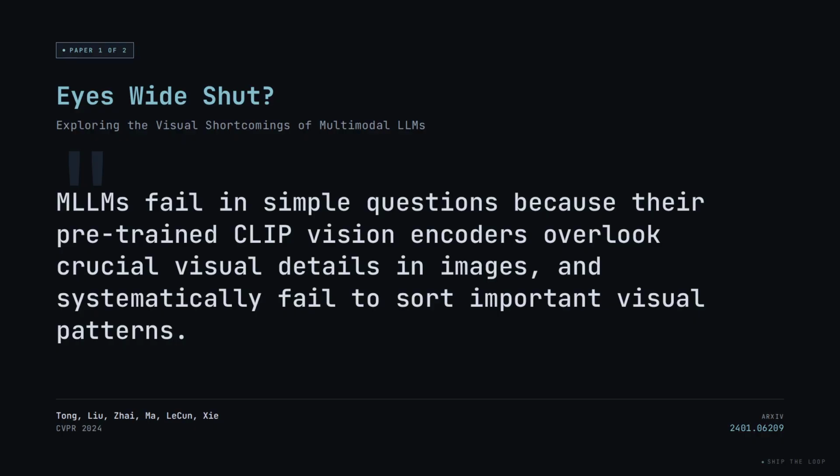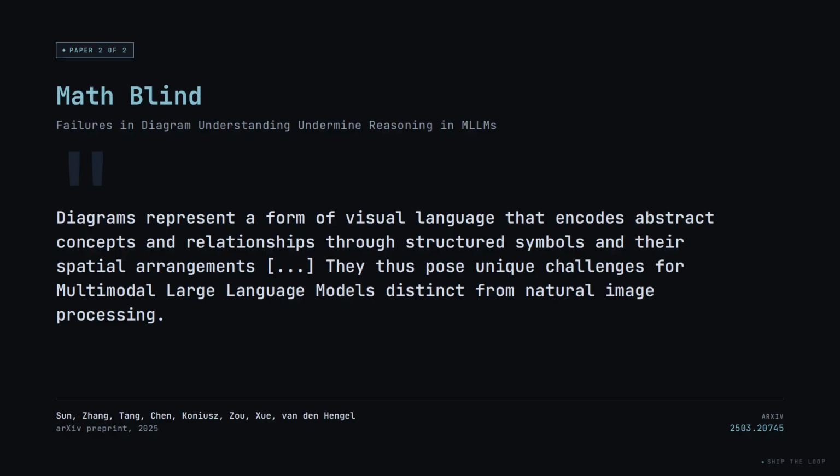Scaling doesn't fix them. A 2025 paper specifically on diagrams reframes it. Diagrams are a form of visual language that encodes abstract concepts and relationships through structured symbols. They pose unique challenges distinct from natural image processing. The failures here compound. One wrong patch corrupts the agent's understanding for the rest of the conversation.